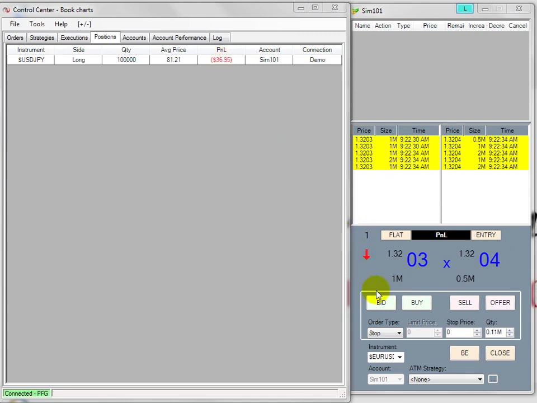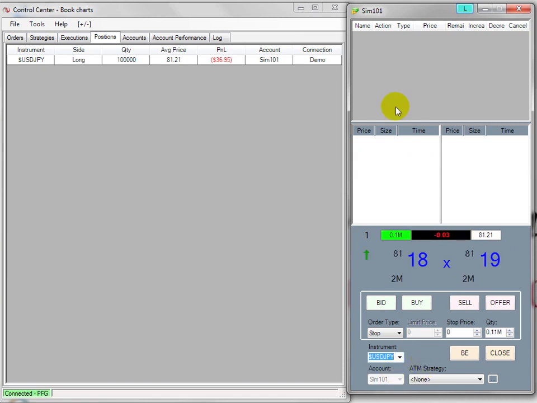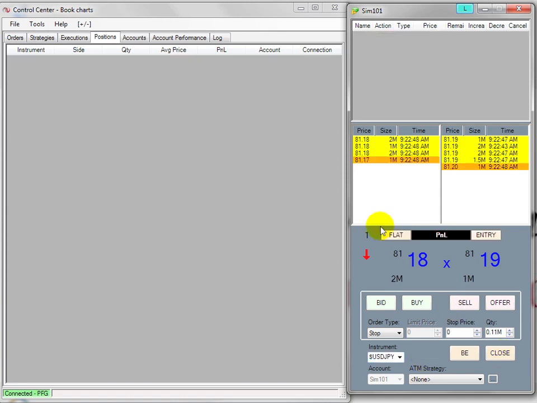And we'll do the same with the yen. And remember, in any platform, you can simply toggle between products. You don't have to open up new windows to trade different products. You just toggle. And we're going to go ahead and close that position as well.